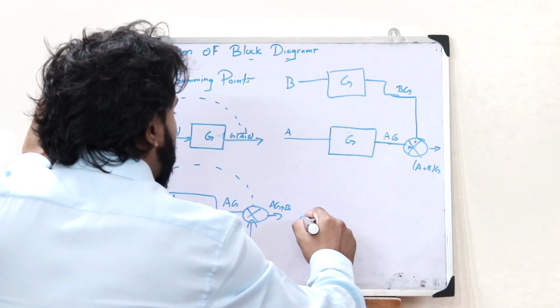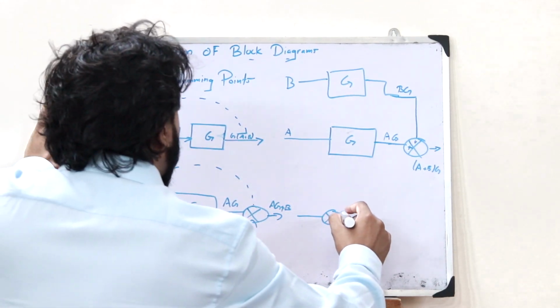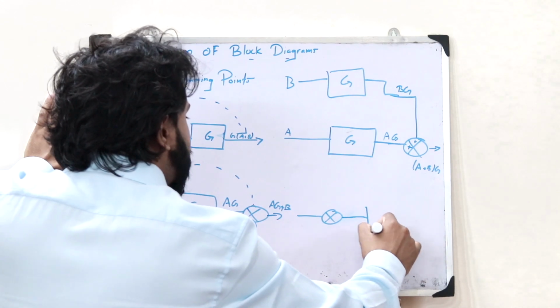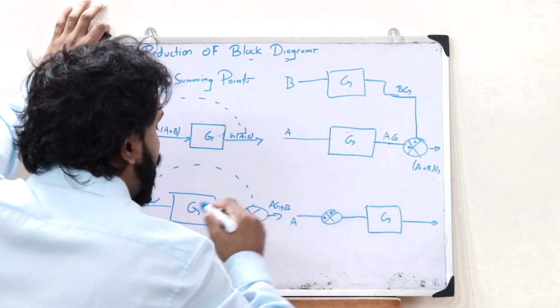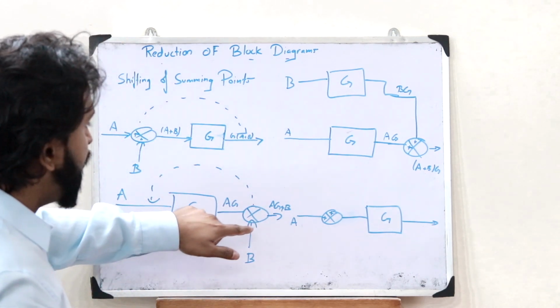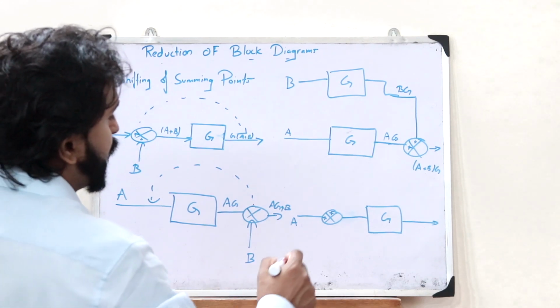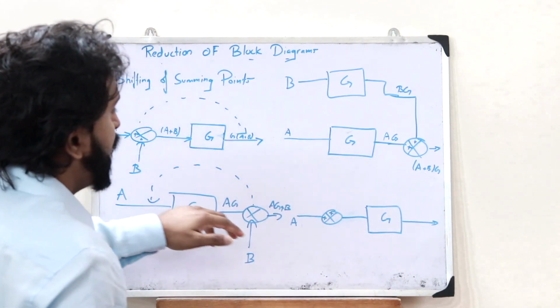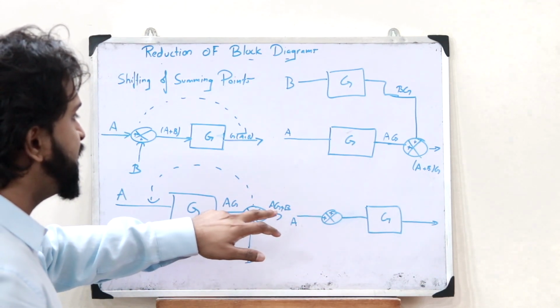When we shift this summing point over here like this, A is now passed through G, and here we have A. And this B must also be given to this summing point. But if we simply give B, we would get A plus B into G. But we are supposed to get AG plus B.